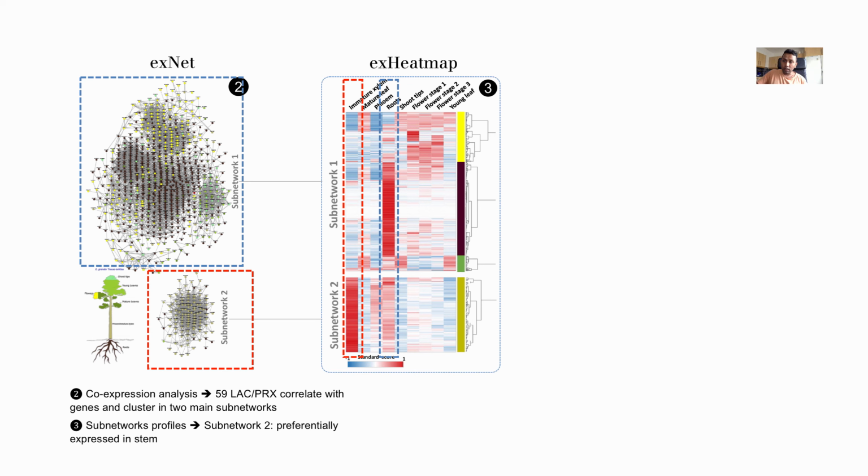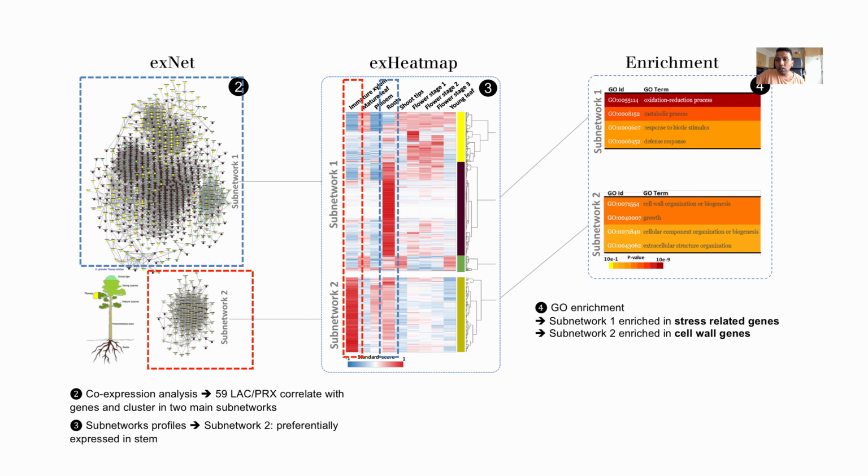Now we move to the enrichment tool, where we can see the enrichment results based on gene ontology. According to the enrichment results, subnetwork 1 are enriched in stress-related genes, whereas subnetwork 2 are enriched in cell wall formation. Now we have an idea which genes, in this case subnetwork 2, are involved in cell wall formation. Therefore, we selected the genes in subnetwork 2 and continue our investigation.